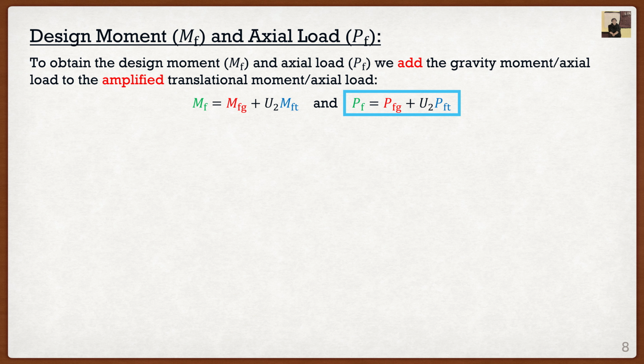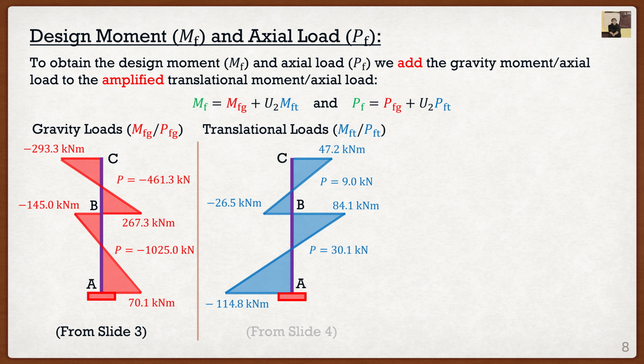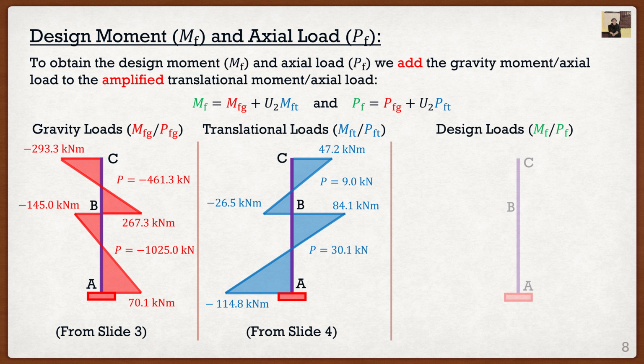So what I like to do is make 3 schematics. The first one is going to be my gravity loads. So this is going to be my moment and axial load due to the gravity analysis, which we've already determined back in slide number 3. So again, nothing unknown here. The second one I want to draw is going to be my translational moment and axial load. And again, we already have those. They came directly from slide number 4. And once I know these two, in addition to my amplification factor, I can actually determine my design loads. So I'm going to draw the two members AB and BC, and then I can just go through and calculate everything I need.